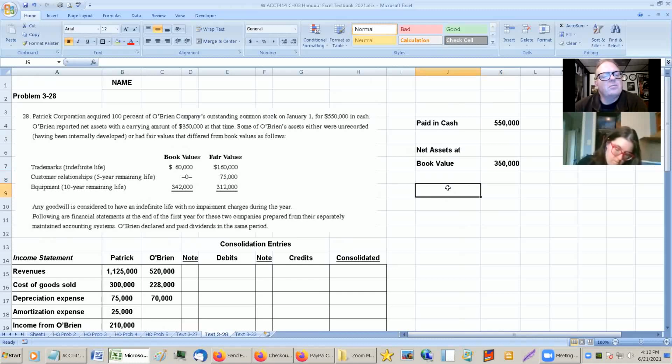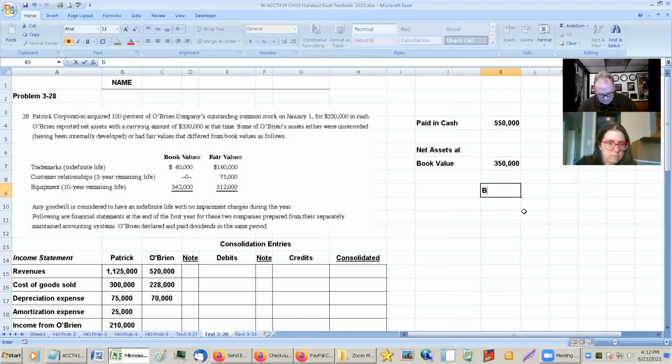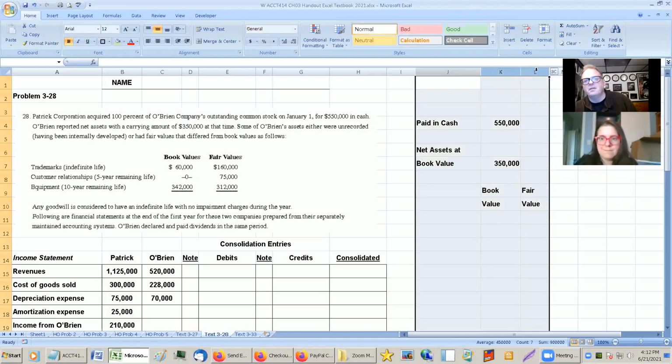And we had some changes in the fair values. Okay. One of the problems with these questions is just figuring out what it all means.